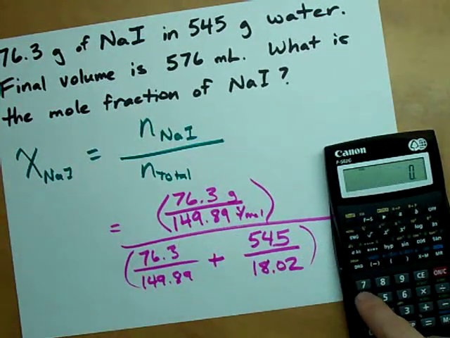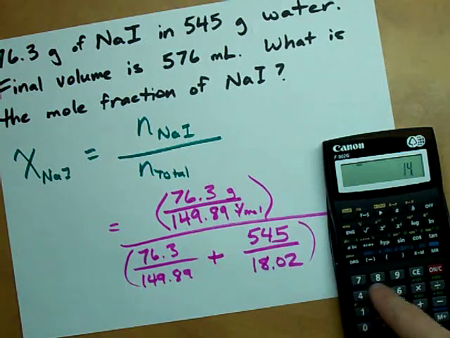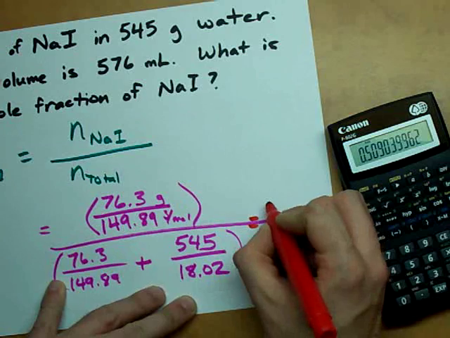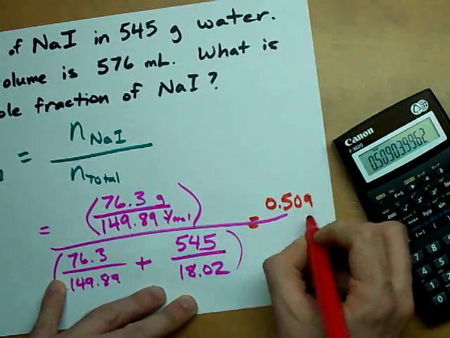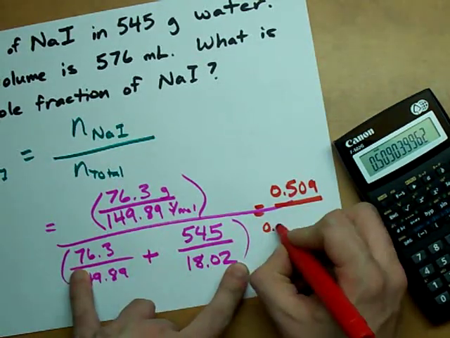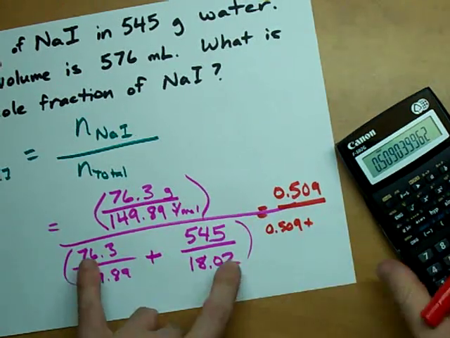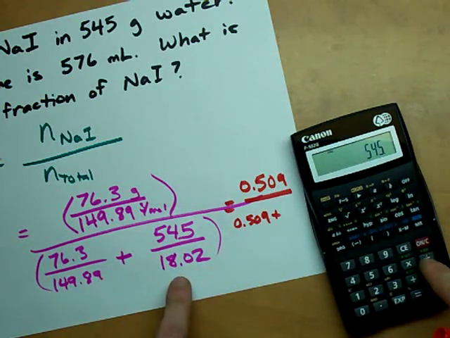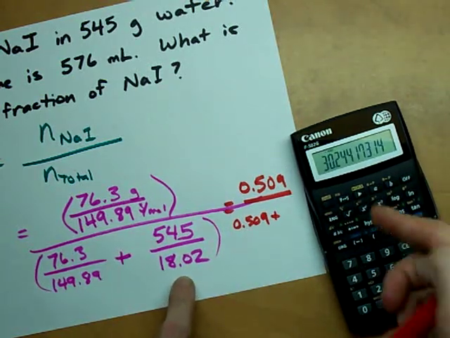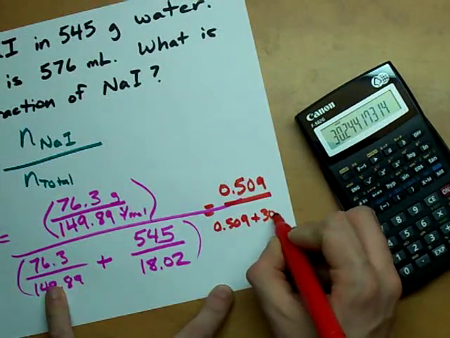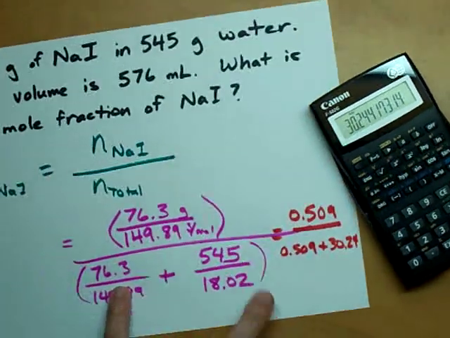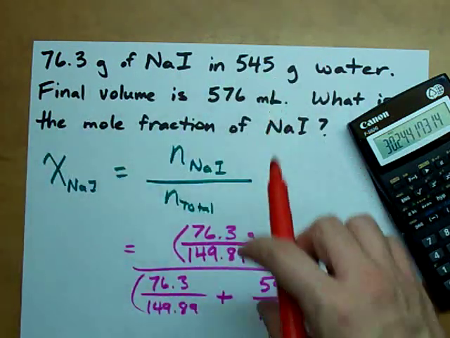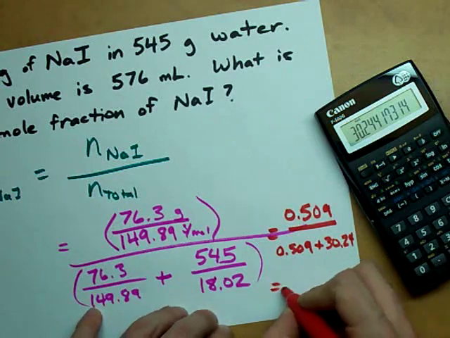Let's do this. 76.3 divided by 149.89. Turns out I've got 0.509 moles of NaI. So the total number of moles I have in my solution is that plus the number of moles of water that I have. 30.24. Well, I guess it makes sense that there's a lot more water. Water weighs less, and we have a lot more grams of it, so it's just the way it goes.